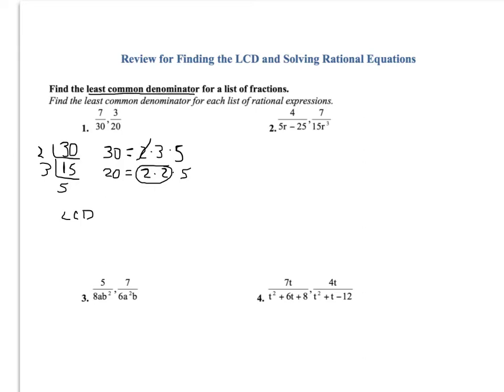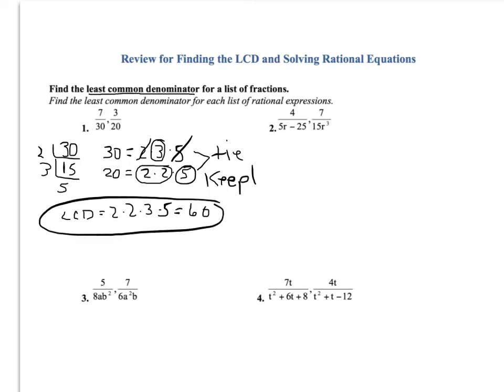Now remember, I said I have to have one of every different factor, so I'm going to have to keep the 3. And when I get to 5's, I notice it occurs in both places. It's a tie. And when it's a tie, you keep one, you get rid of the other. So I'll keep one of these 5's, I'll get rid of the other. And what I will have left is 2 times 2 times 3 times 5, which is 60. That would be the LCD for 30 and 20.